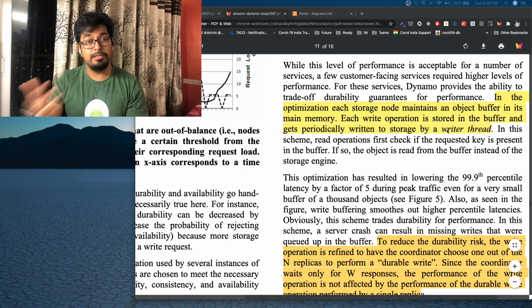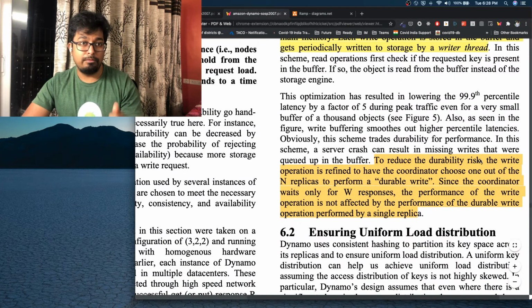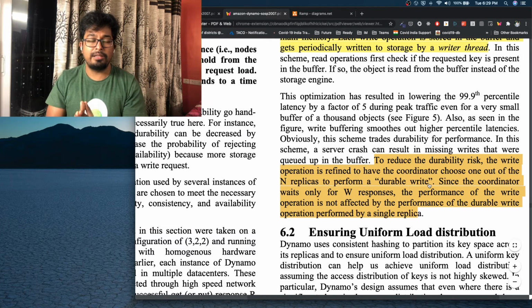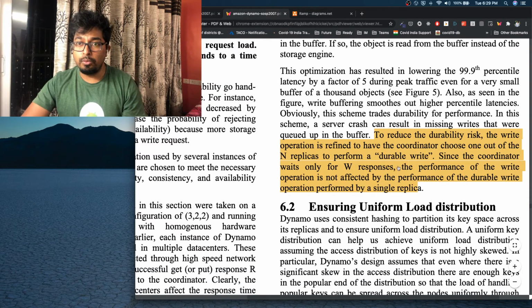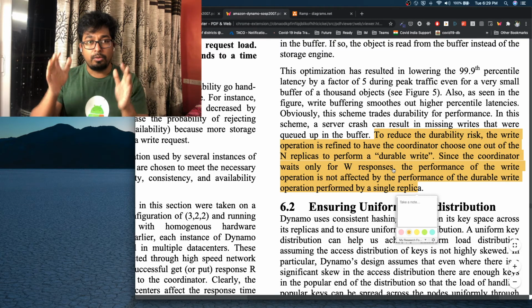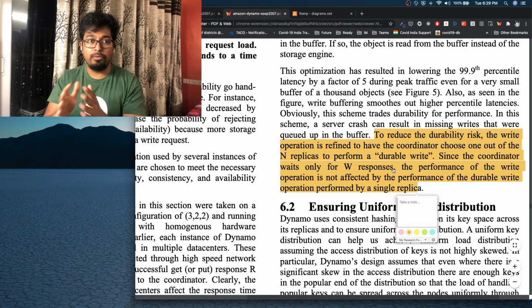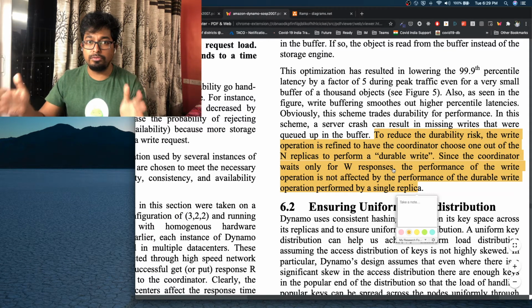Yes, it is a durability risk, and Amazon knows that. What if you've stored it in memory and the machine restarts? To reduce the durability risk, the write operation is refined to have the coordinator choose one out of N replicas to perform a durable write, that is, a direct write to the store. Since the coordinator only waits for W responses, remember the coordinator waits synchronously for only W responses, it does not wait for all N machines to commit the write.